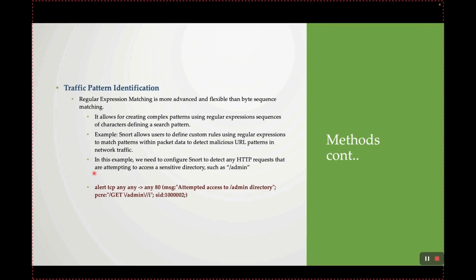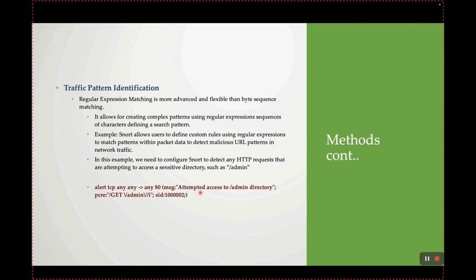So in this example here, if we need to configure Snort to detect any HTTP request trying to access a sensitive directory like admin, we create a rule like this. The first one here, the alert, tells Snort to generate an alert. The second part here, the TCP any any to any 80, specifies the rule applies to TCP traffic from any source IP and port to any destination IP on port 80. Okay. Now, TCP could be UDP, could be ICMP, could be anything.